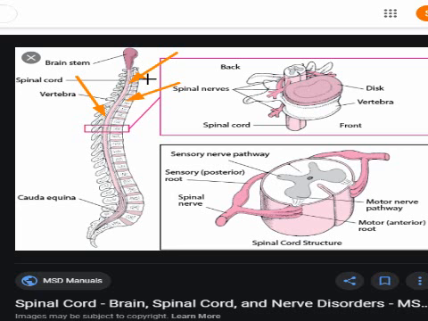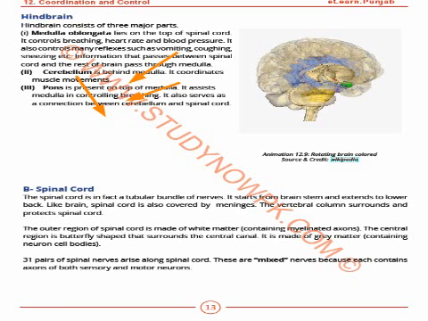It is enclosed in a different manner so that you can sit, walk, and do everything. It's like beads put inside a string. This is how it works. The string is the spinal cord, and the vertebrae are the beads which are protecting the spinal cord.